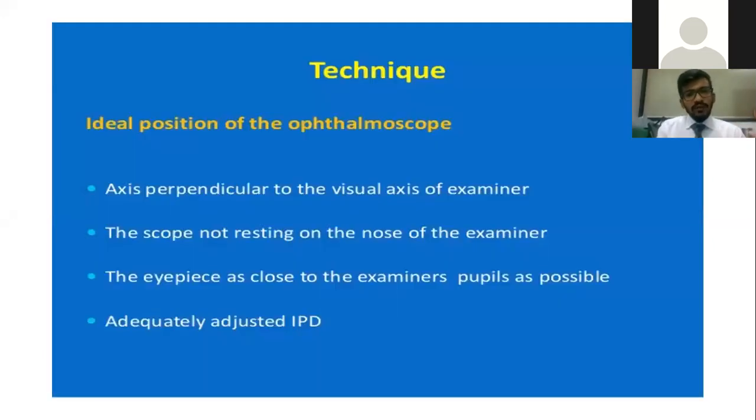The ideal position of the ophthalmoscope: the IO should be perpendicular to the visual axis of the examiner. The scope should not rest on the nose, it should just be above the nose. The eyepiece should be as close to the examiner's pupil as possible, and the IPD has to be adjusted. So what I generally do is I mount the IO, you see the headband, you take the IO, and then you pull the eyepiece as close to your pupil as possible.